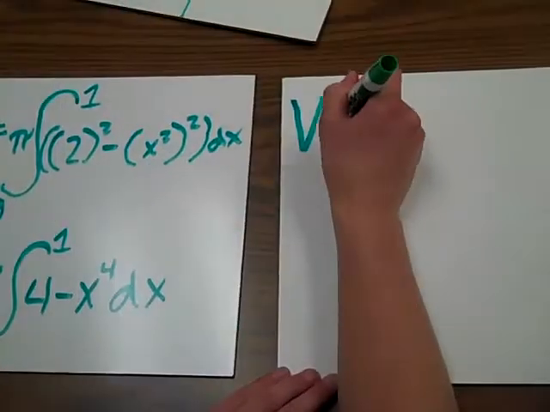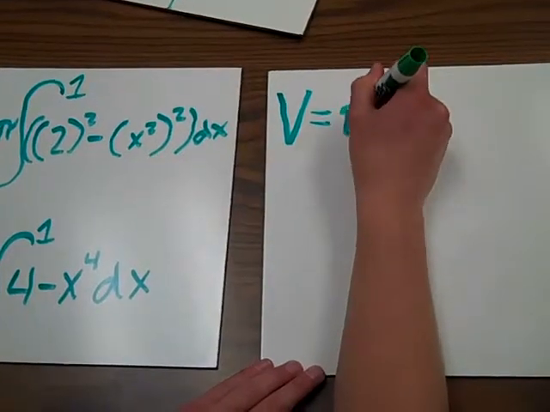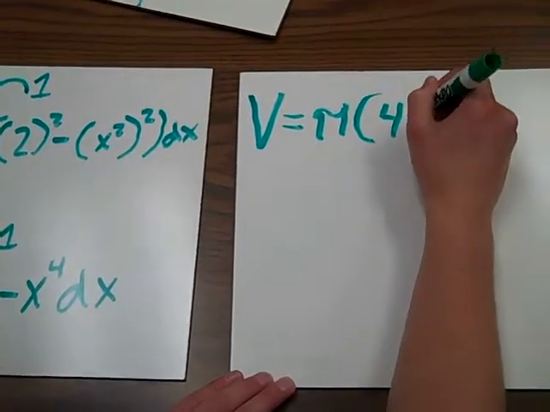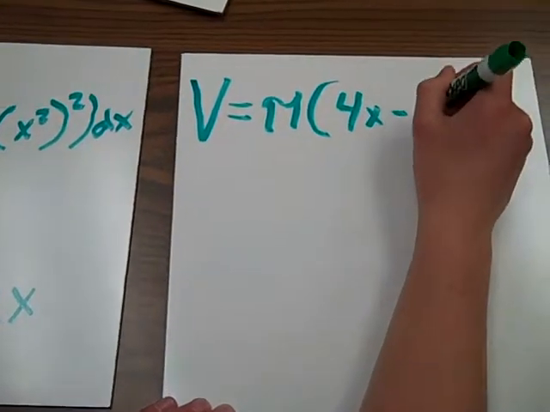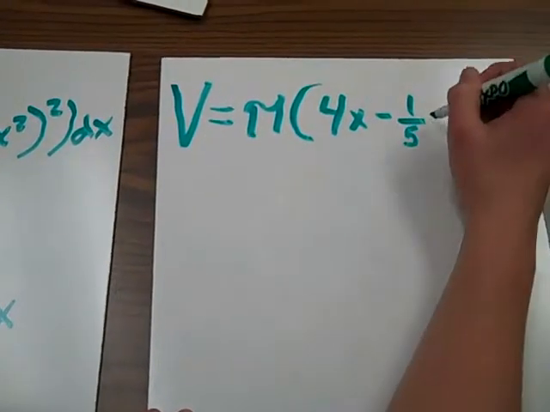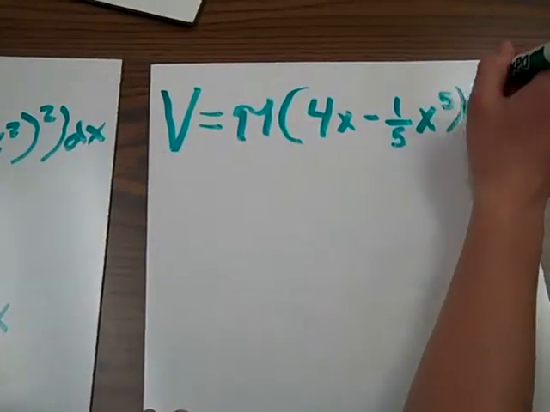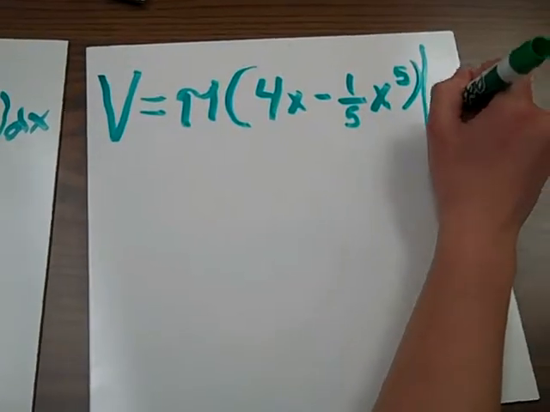And then to evaluate this function, you're going to end up taking the antiderivative, which in this case is 4x minus 1/5 x to the 5th, evaluated at 1 and 0, times pi.